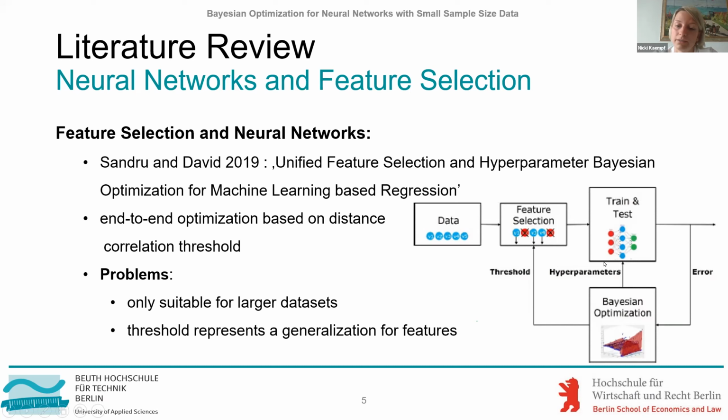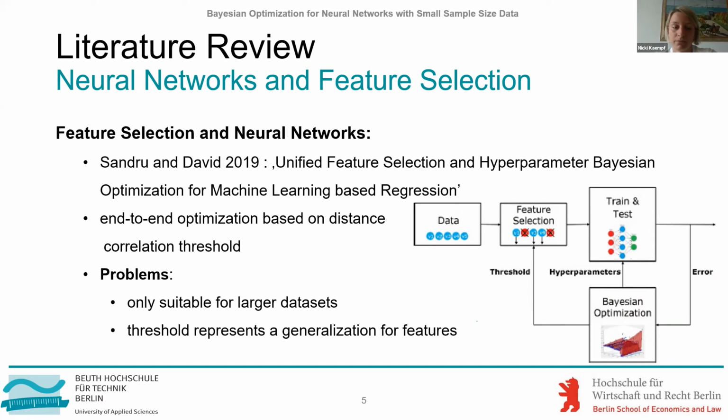And usually there's only the hyperparameter tuning included in the Bayesian optimization. And in their work, Sandro and David also tune this distance correlation threshold. This is because they want to optimize the features as well. So if a single feature has a higher distance correlation with the target than the threshold, then it is included. And if it has a lower one, then it is dropped from the feature set that is fed into the MLP. And by doing that, this threshold can be tested and narrowed down to a near optimal area by this Bayesian optimization.